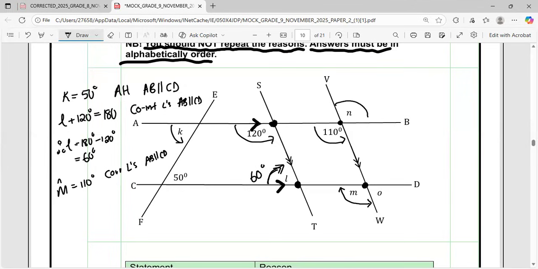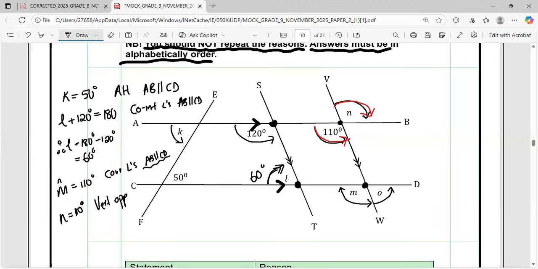Then we go to N. What's the relationship between this angle here and this angle here? They're vertically opposite. So we say N is equal to 110 because they are vertically opposite. Should we include that AB and CD are parallel? No, sir. When it comes to vertically opposite angles, or straight line angles, we don't use that.